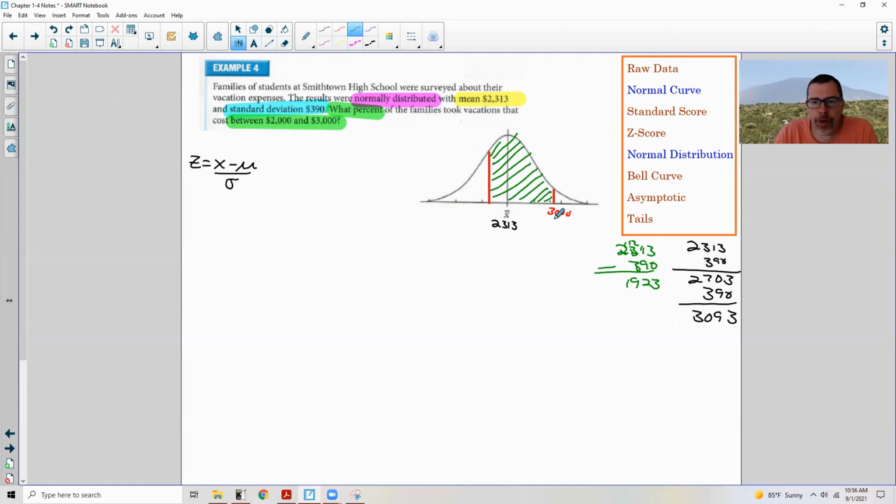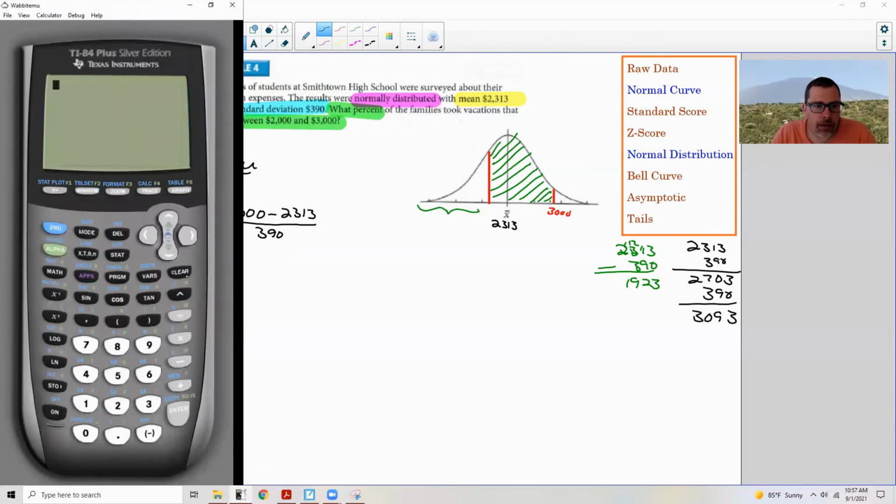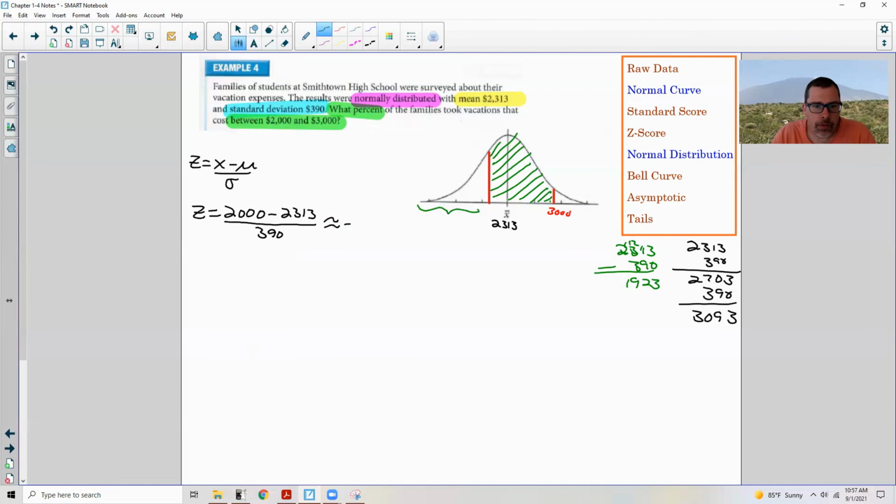So how do we do that? Well, if I find the area over here and subtract it from the total. So here's what we're going to do. We're going to use this formula. Z is going to equal X, which is 2000, minus our mean, divided by our standard deviation. 2000 minus 2313 is negative 313, divided by 390 gives me negative 0.803. Okay, so now that I've got that, let's just drop off that 3, negative 0.80.